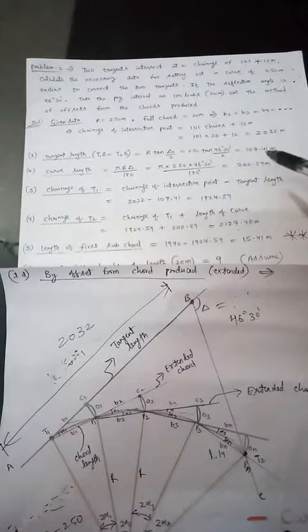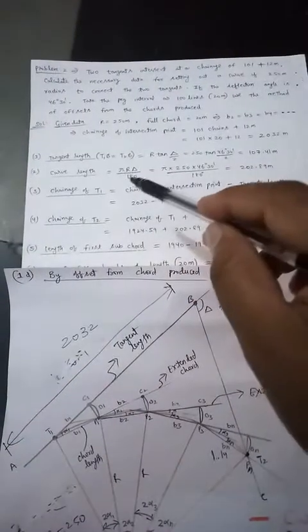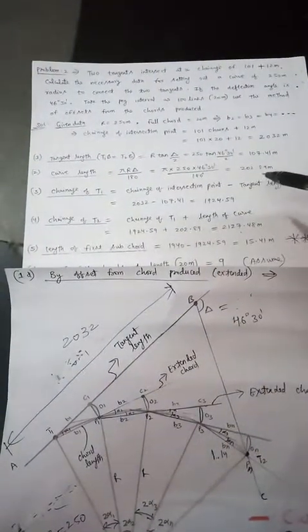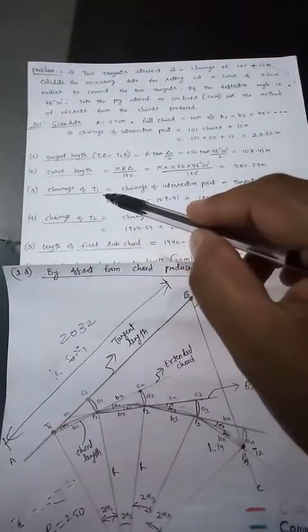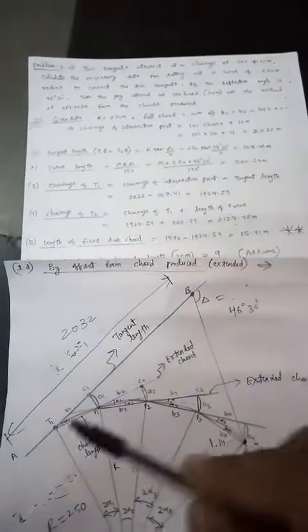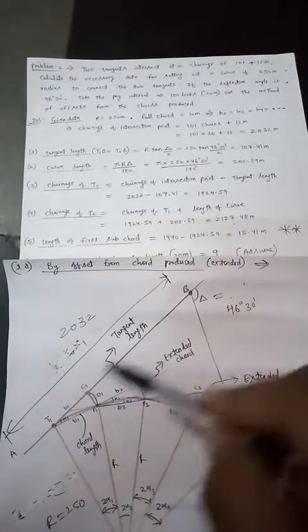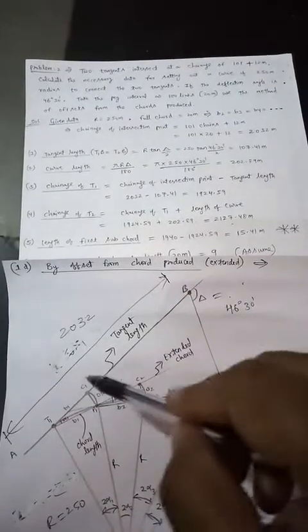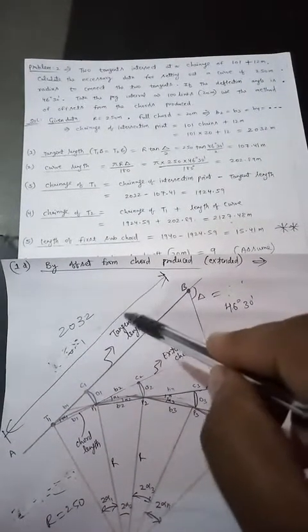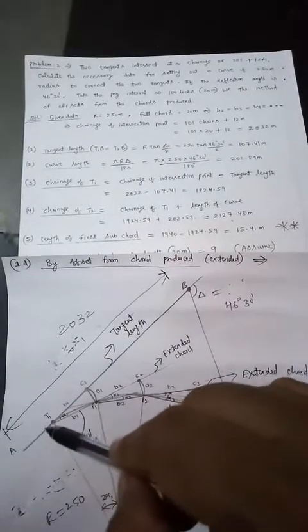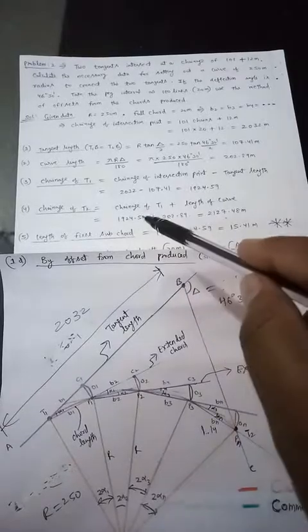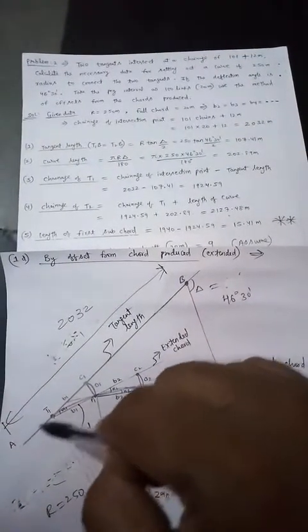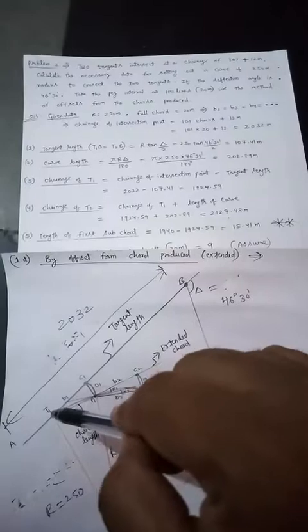Now we will do the tangent length, that is T1B equal to T2B. By using the usual formula we will get 107.41. Next, the curve length: by substituting the above values we will get 202.89 meters. Next the chainage of T1, the first tangent point, equals the chainage of the point of intersection minus the tangent length. Next the chainage of T2 equals the chainage of T1 plus the curve length.